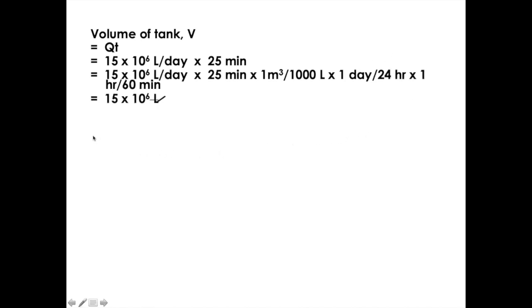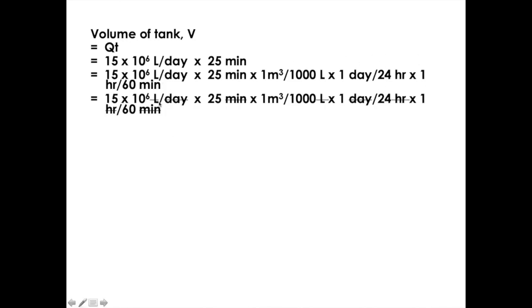Okay, so this is the next step of the calculation. We can see the top liters over here have already been cancelled with the bottom liters over here. This is the conversion factor from meter cubed to liter. The bottom day here has been cancelled with the top day here. The hour here is cancelled with the top hour over there. And this minute has been cancelled with this minute. So if you multiply all these values, you will end up getting a value in meter cube unit.